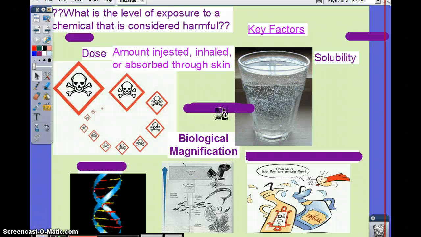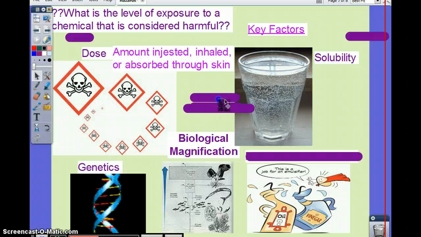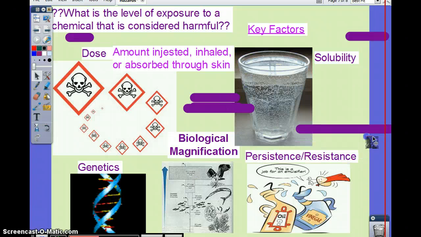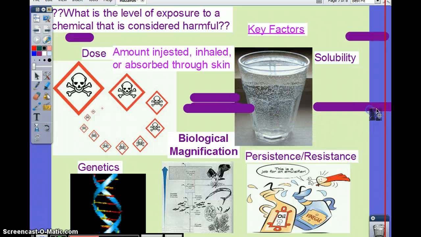If it can accumulate and magnify inside the organism. Remember that? Like DDT. An organism was exposed, like grass, let's say, and then the organism that ate the grass got a higher concentration. So the dose increased. Genetics. Some people are programmed differently, and that has to be taken into account. And what do these words mean? Persistence and resistance. Remember that was a test question.